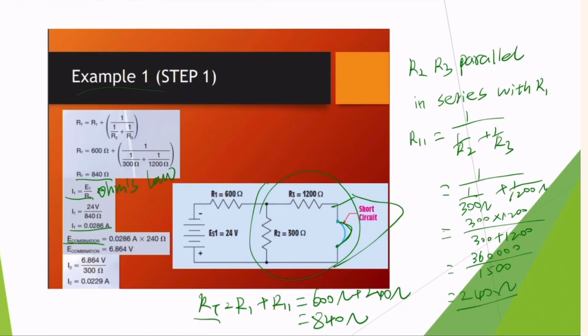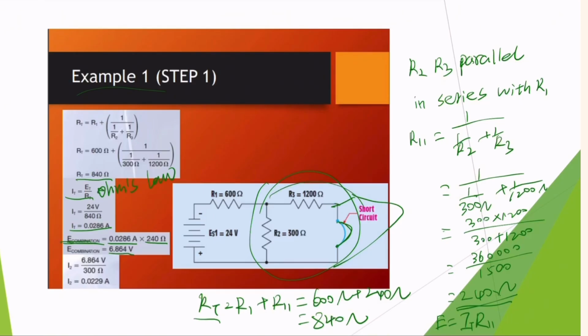So the parallel resistance is 240 ohms. So the voltage for this part will be E equals I times R. So we have IT times R parallel, which is E combination. This is IT times the parallel part. That will give us 6.864 volts.